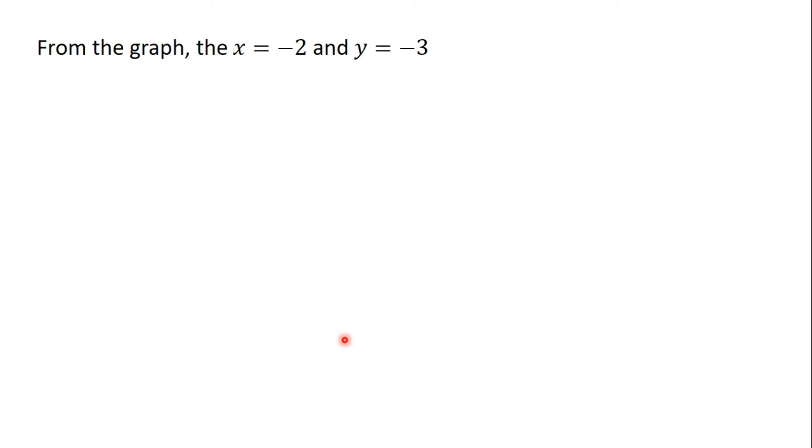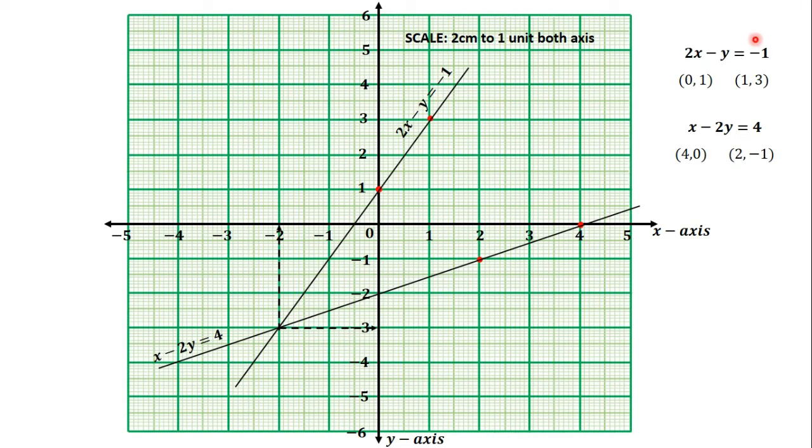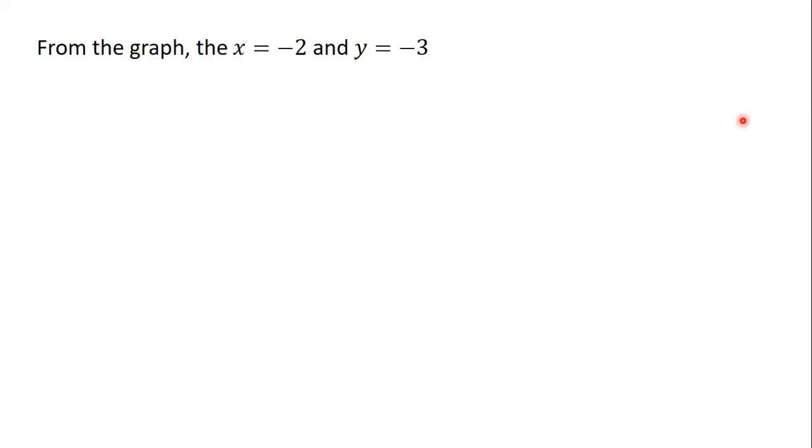What you can do here is try and solve these simultaneous linear equations using the elimination and substitution methods. You will see that you are going to get x to be equal to -2 and y to be equal to -3.